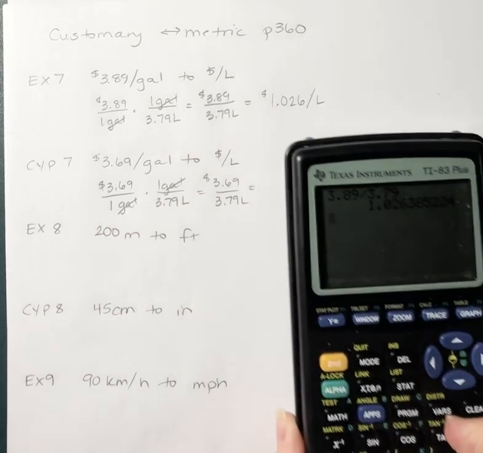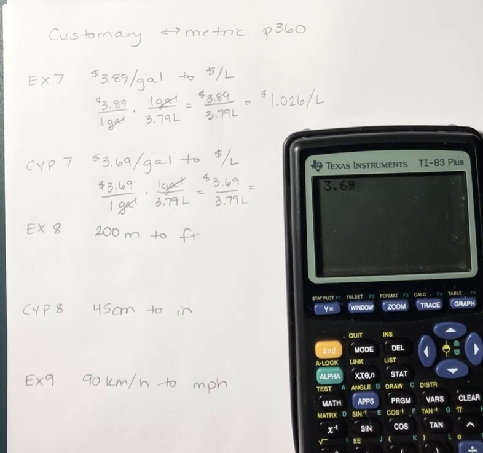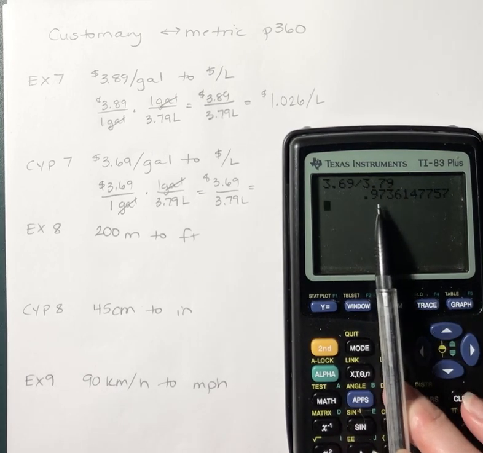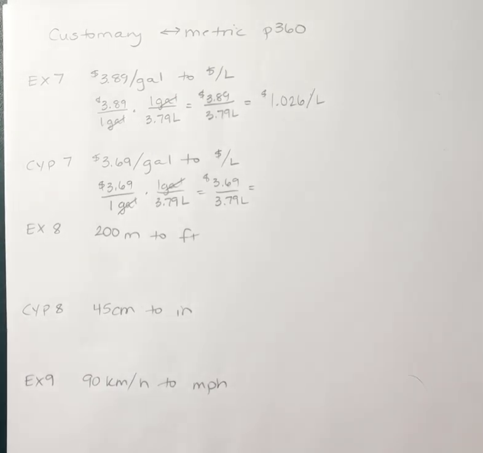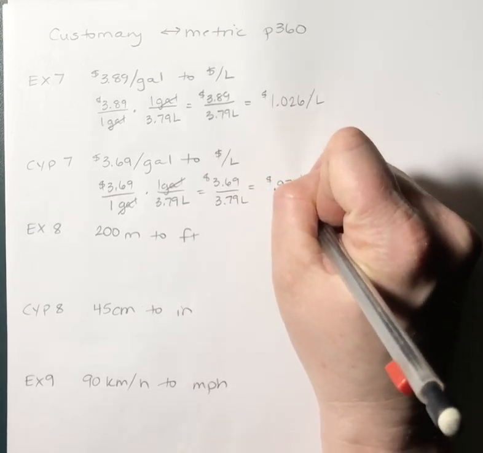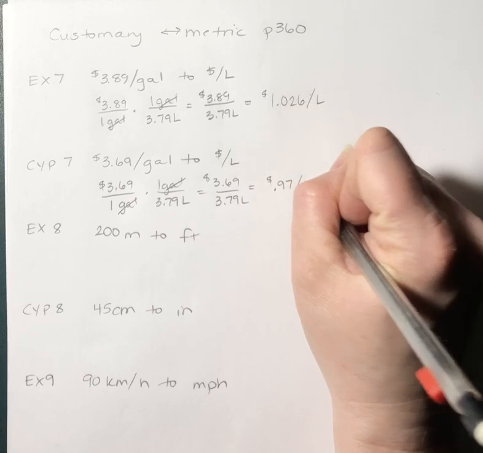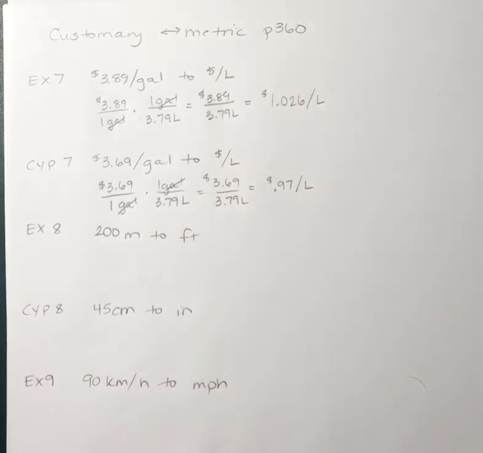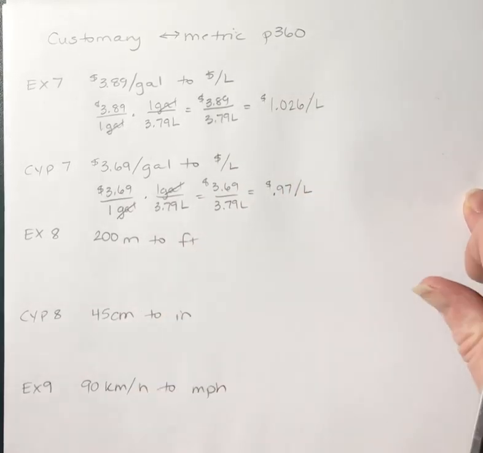I use the calculator to divide, and I get 0.97, and they told us to round to the nearest cent. So $0.97 per liter is a better way of saying it.